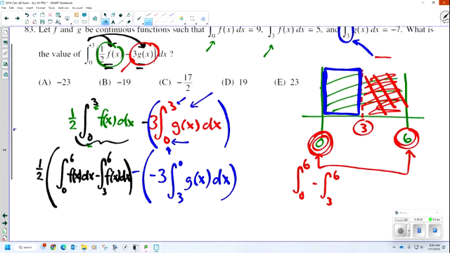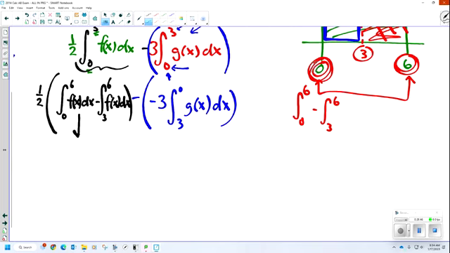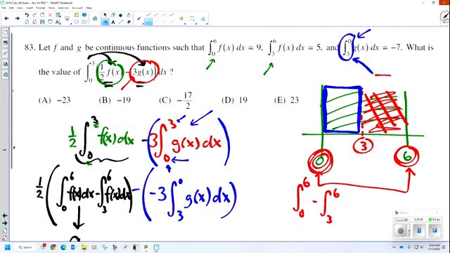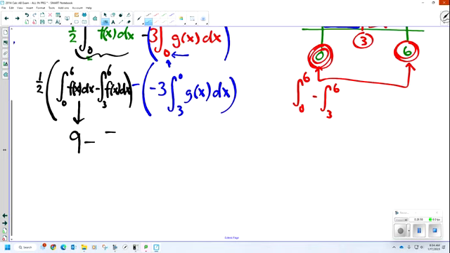Okay? And if I look up, okay, 0 to 6 is 9. So this is going to be 9. That was given to me. Minus 3 to 6. Okay, we just put this in. 3 to 6 is 5. So I'm going to put this here. 5. And I got to multiply it times 1/2. 1/2 of 4 is 2. Okay.